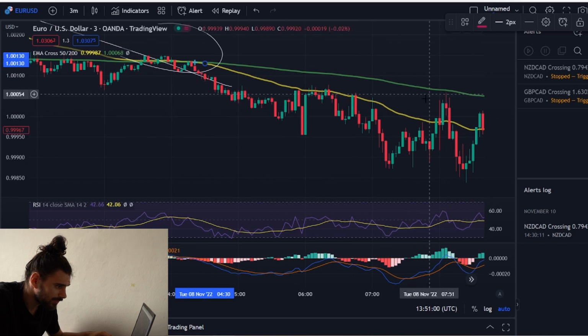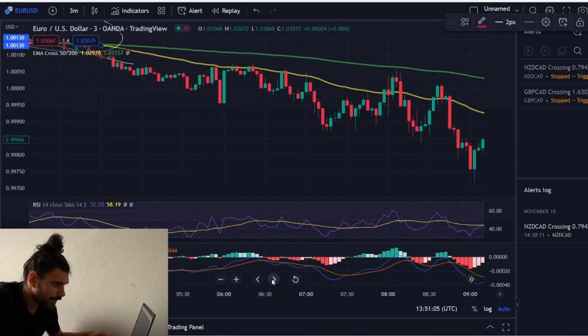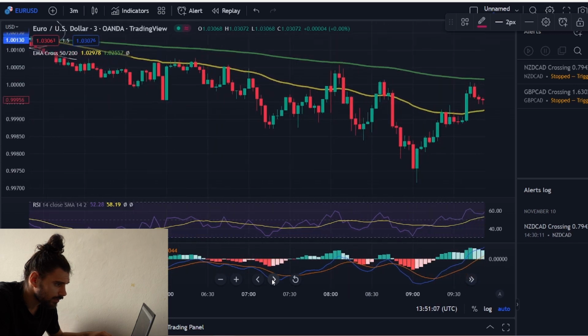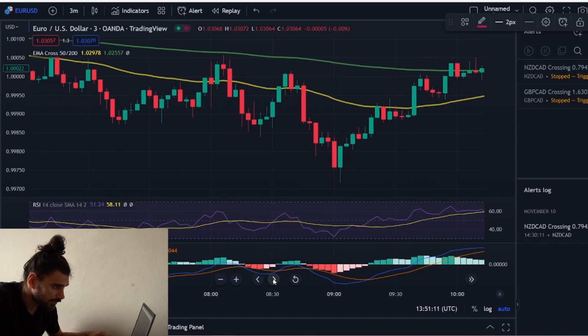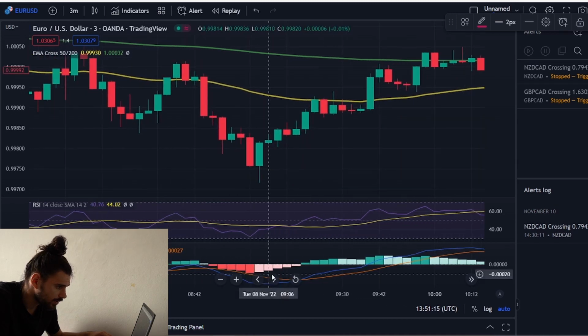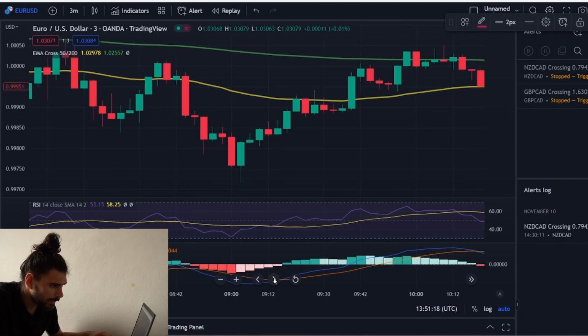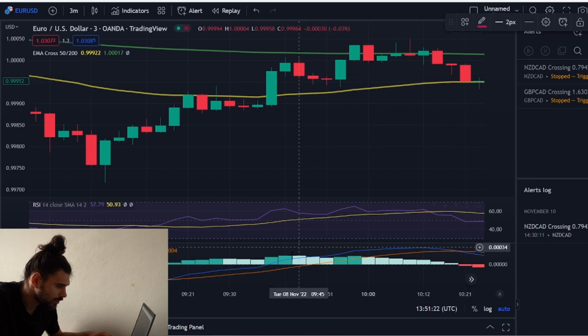So here we didn't fully reach the 200 EMA, but came pretty close. So let's see what's happened. Now here reaching my 200 EMA. Let's see if I can find an entry here. Here is my first bearish engulfing candlestick. This one didn't fully close, but it was pretty bearish.